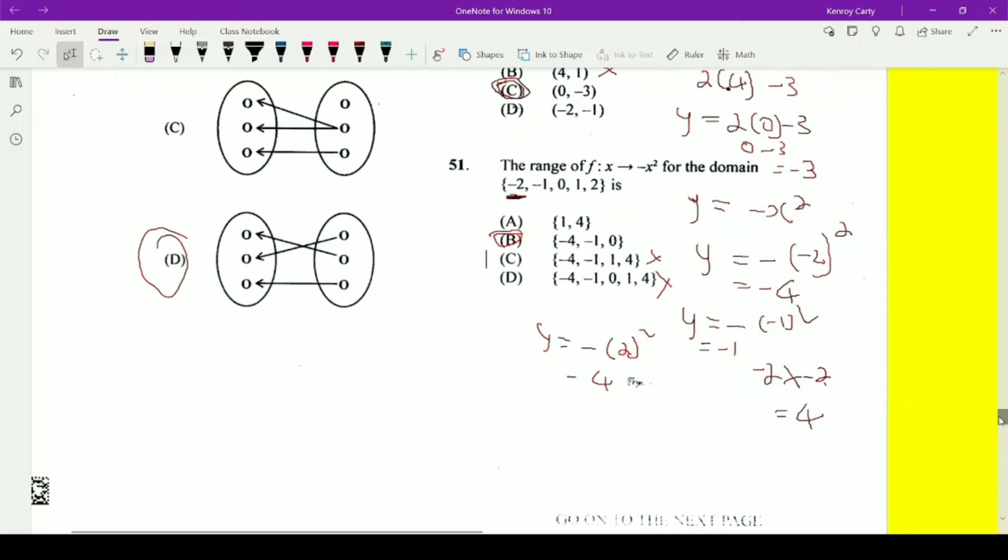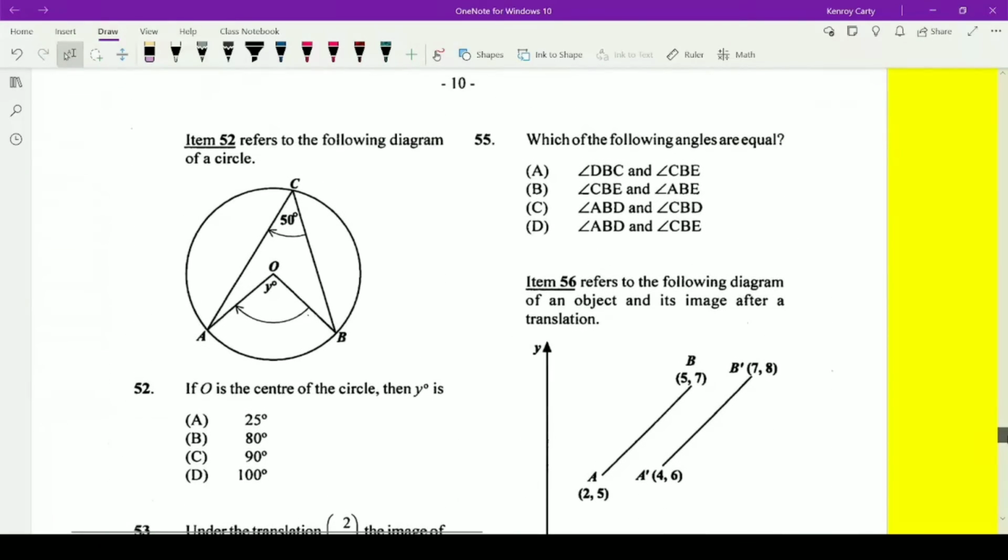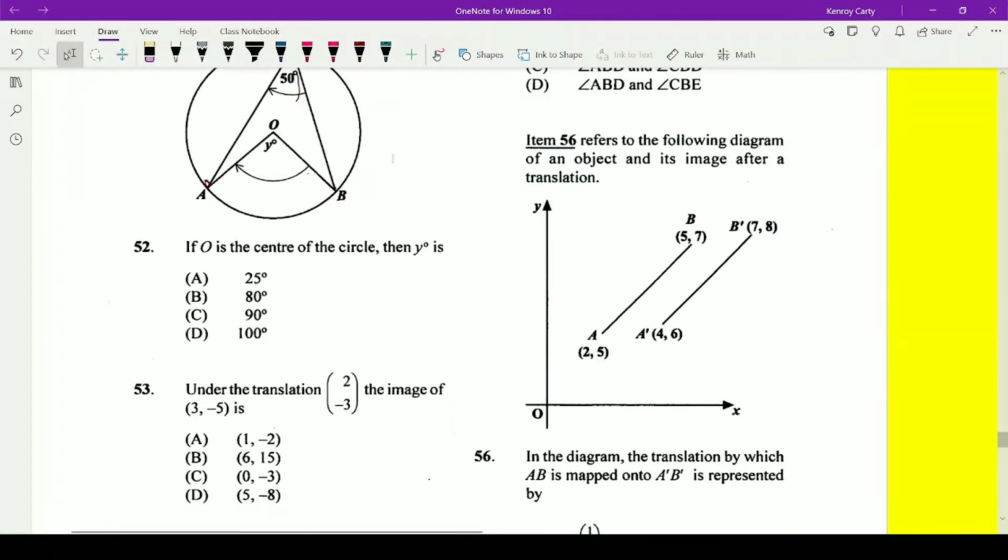Right. We are at 52. Now, item 52 refers to the following diagram of a circle. And of course, this is circle theorem. Now, looking at this, we would automatically know O is the center. So we have the angle at the center here, and we have the angle at the circumference. The angle at the center is twice the angle at the circumference standing on the same arc, as you can see right here. So we just simply need to take the angle at the circumference and multiply it by 2. 50 times 2 is going to give me 100 degrees, which makes it option C, as in cat.